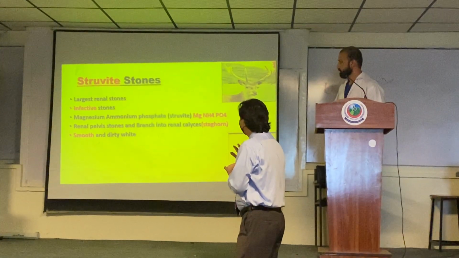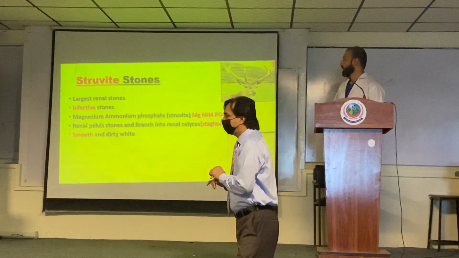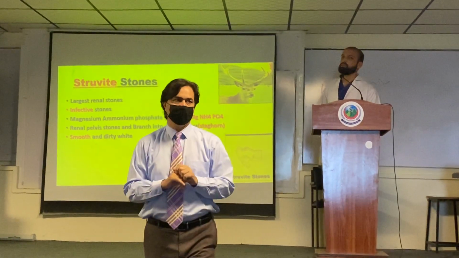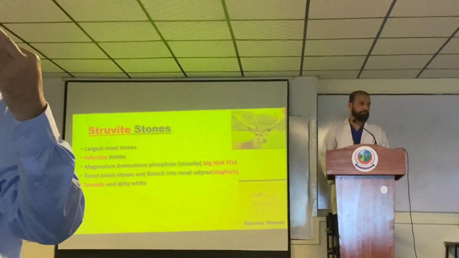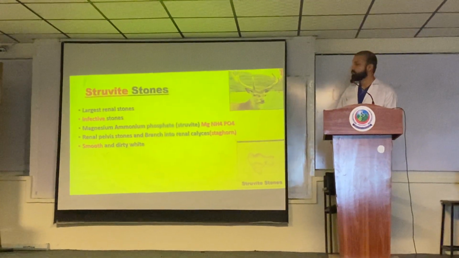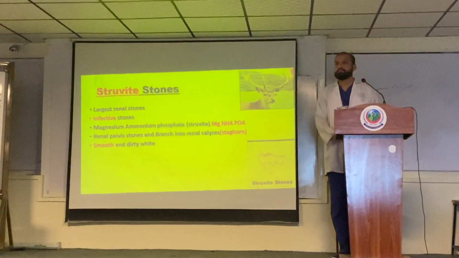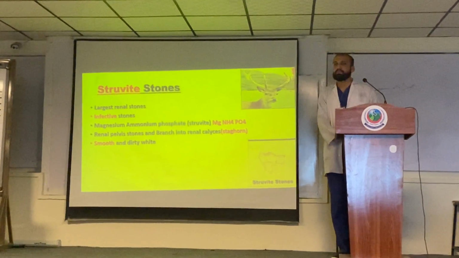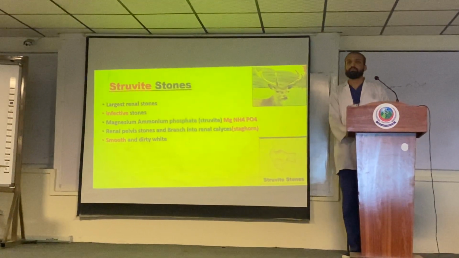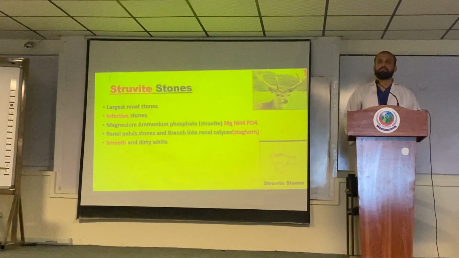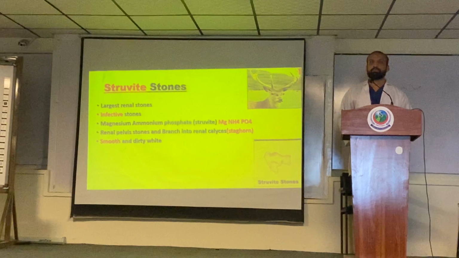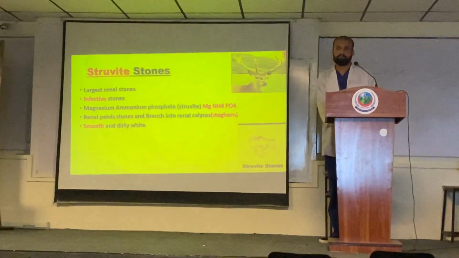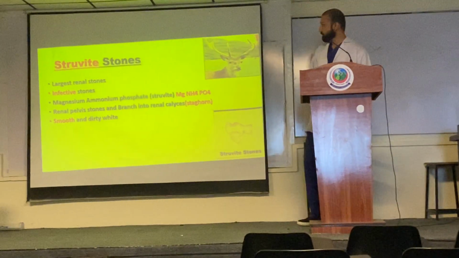They are also known as triple phosphate stones: calcium phosphate, magnesium phosphate, ammonium phosphate. This is the reason they are called triple phosphate, screw-white. And they are only found in infected urine, not sterile urine. So which one is found in the sterile urine? Uric acid stones. Then the metabolic stones, they are found in sterile urine.